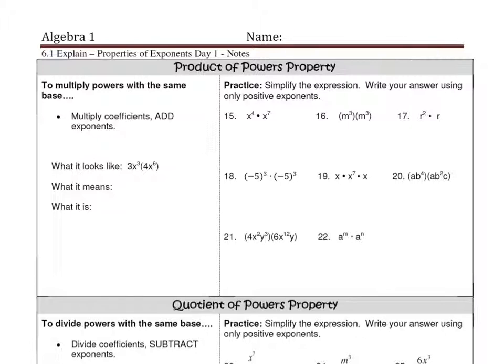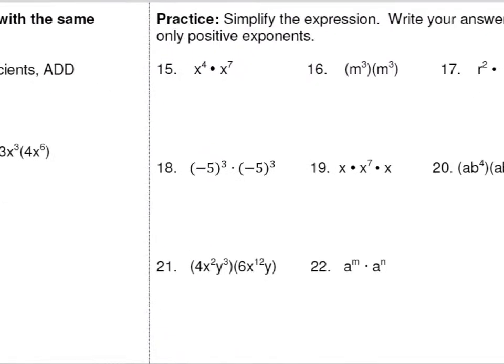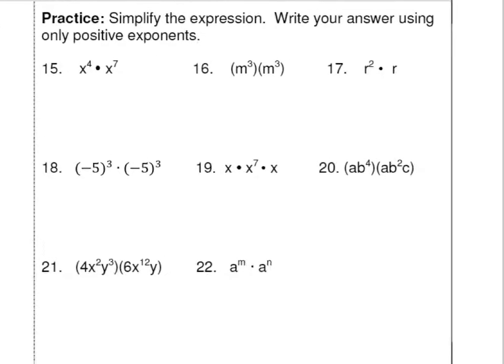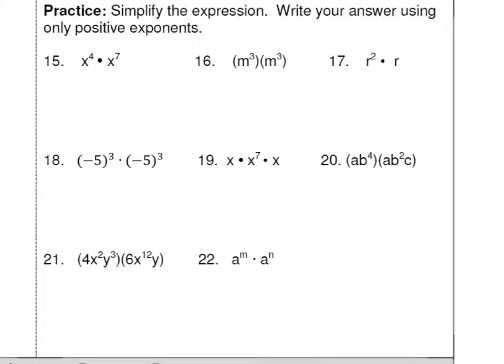Okay, so with that in mind, we're going to ignore that first box, and we're just going to start by expanding. So we have x to the 4th. It's 4 x's. 1, 2, 3, 4. Times x to the 7th. So our answer is x to the, how many x's do we have? 1, 2, 3, 4, 5, 6, 7, 8, 9, 10, 11. X to the 11th is our answer.